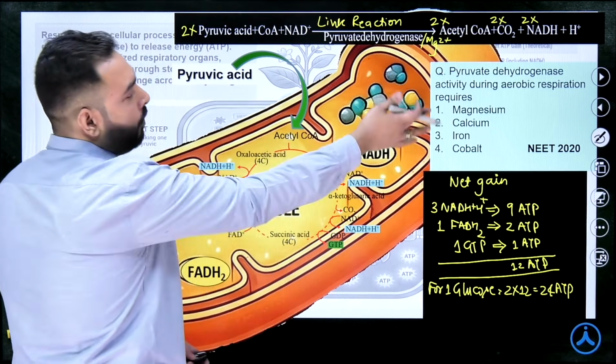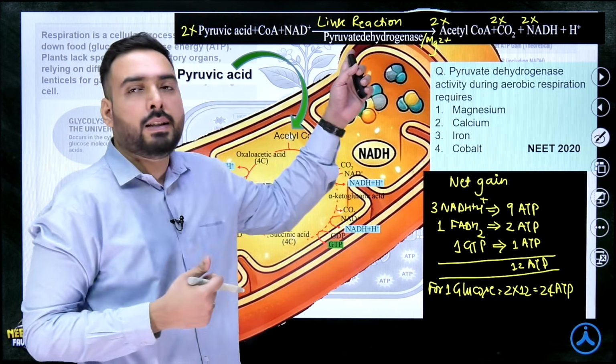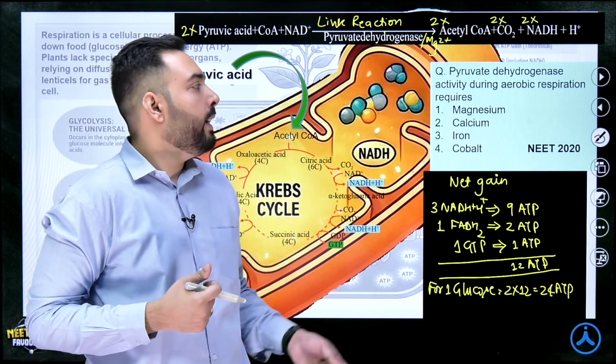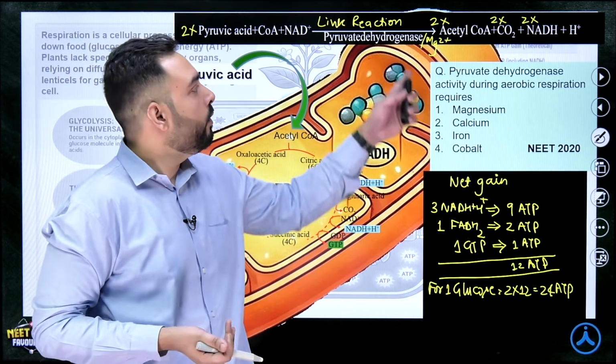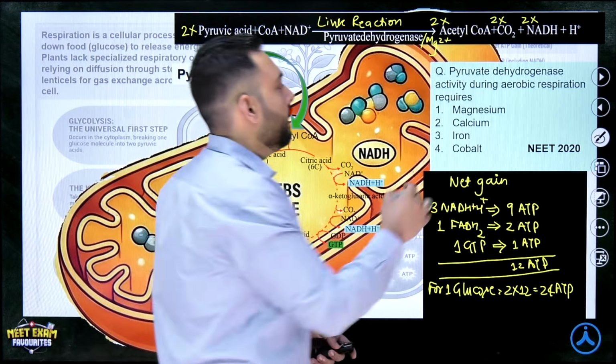The first MCQ is pyruvate dehydrogenase. You can see this enzyme activity during aerobic respiration requires which ion? So we know the ion that is required is magnesium.